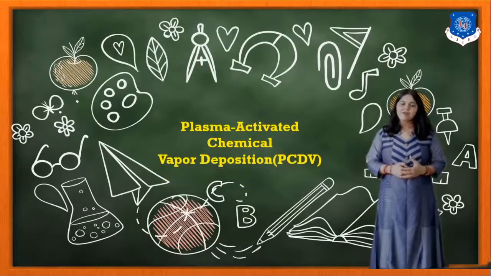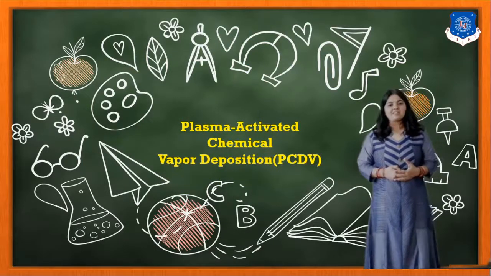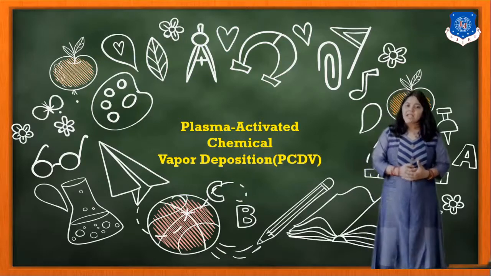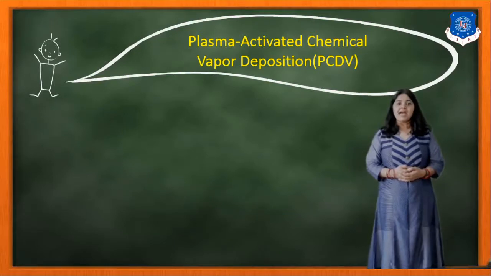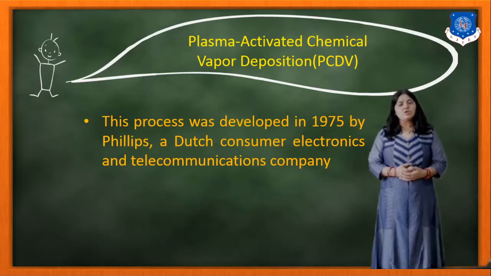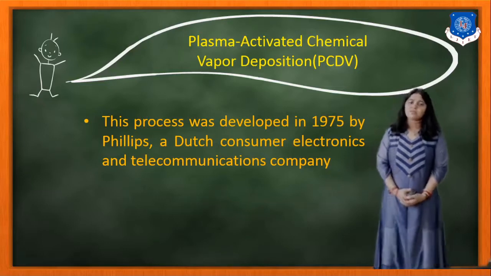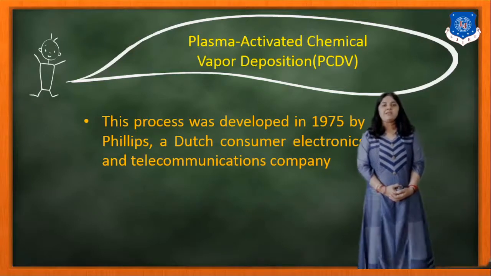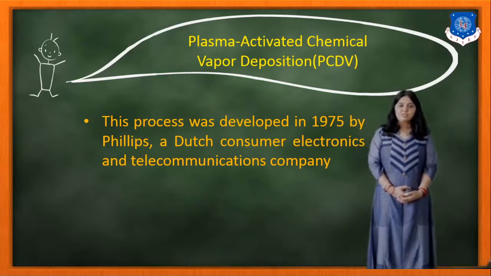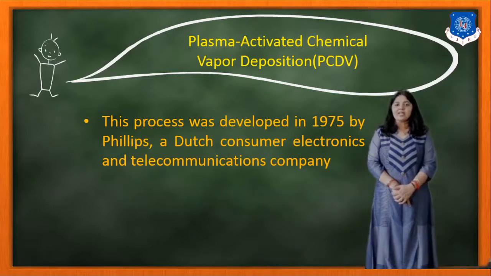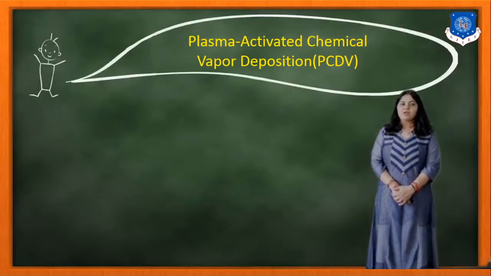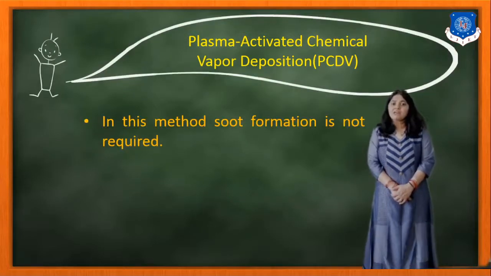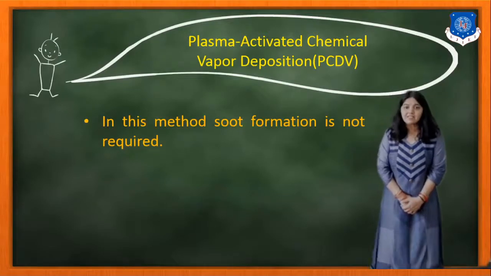Next method is the plasma activated chemical vapor deposition. Now what is this plasma activated chemical vapor deposition method? This method was developed in the year 1975 by Philips, a Dutch consumer electronics and telecommunication company. Now, in this, we see how the plasma is made and used.